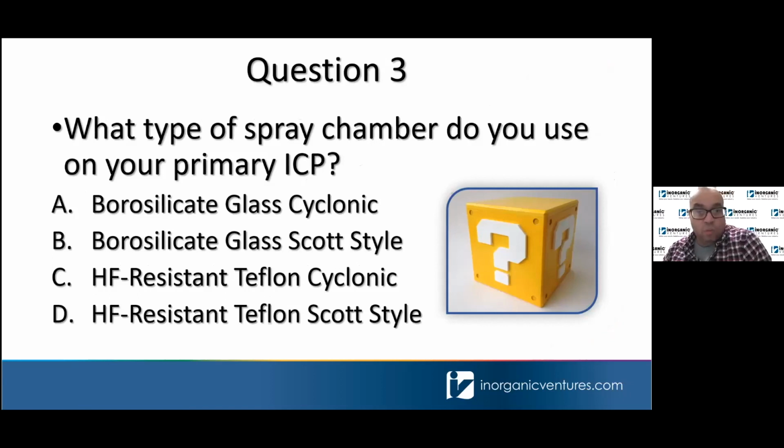So question time again: what kind of spray chamber do you use for your primary ICP instrument? We'll give you just a moment to answer that. Okay, let's see what we got. Not surprisingly, the majority are using borosilicate glass cyclonic spray chambers. We do have some HF resistant systems represented here. So let's go ahead and move on to the next one.